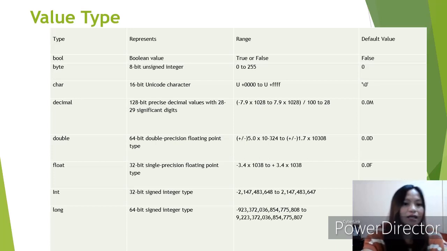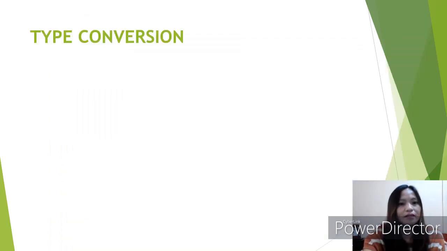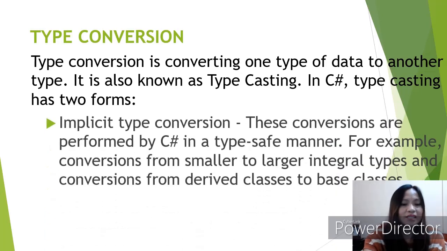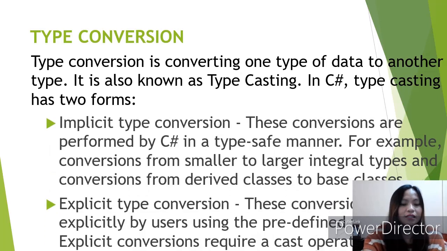Same with int and long. They accept whole numbers, whether negative number or positive number. Okay. Then, in C#, there are two types of conversion: implicit type conversion and explicit type conversion. I have provided you sample programs for this.